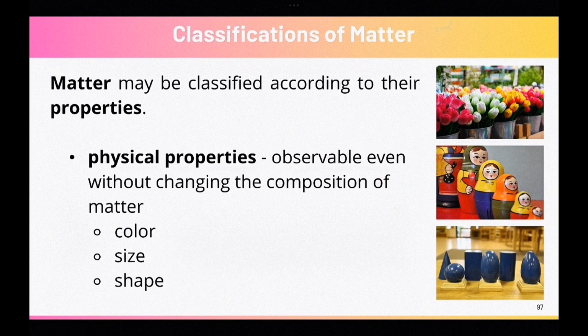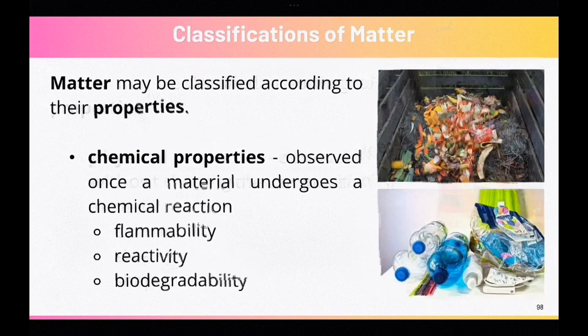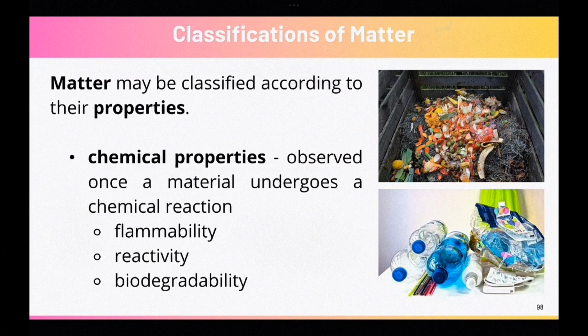In our previous video, I discussed the physical properties and the chemical properties. Just to give you a review, physical properties are those that can be observed even without changing the composition of the matter, such as color, size, or shape. Chemical properties are observed once a material undergoes a chemical reaction, such as flammability, reactivity, or biodegradability, and can be defined as chemical properties or chemical change.